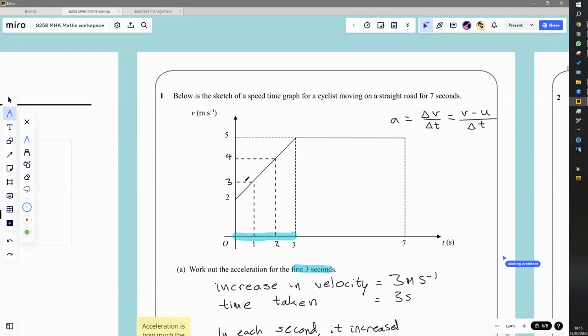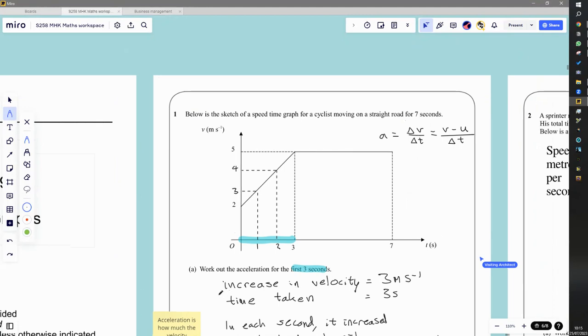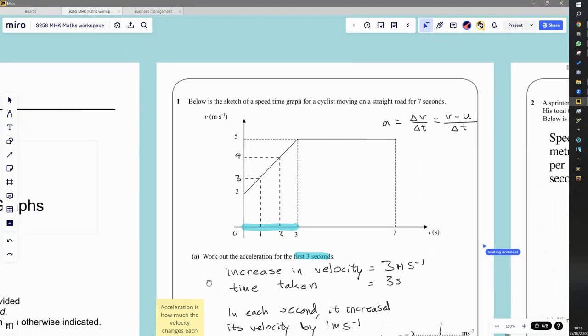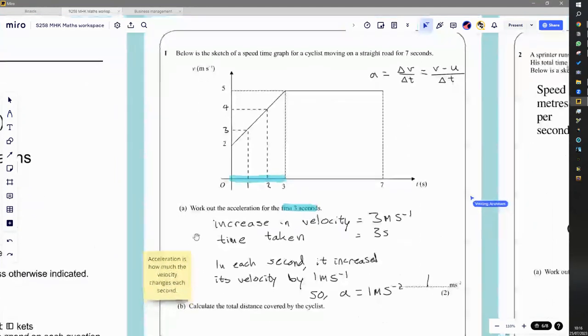Looking at the graph, the speed increased and increased until it reached the maximum of 5 meters per second, and it reached that maximum after 3 seconds. And then it looks like it just stayed at that speed for the rest of the 7 seconds. In other words, for 4 seconds after that. The first question is asking, work out the acceleration for the first 3 seconds.